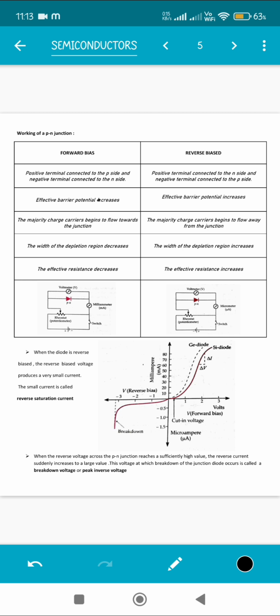This is the reason that I told you in forward bias we will get the current in terms of milliampere, but in reverse bias the current will be in terms of microampere. That means in reverse bias the current generated will be extremely less. Okay. The effective resistance decreases. So in forward bias the resistance is less. Resistance is less means more current.